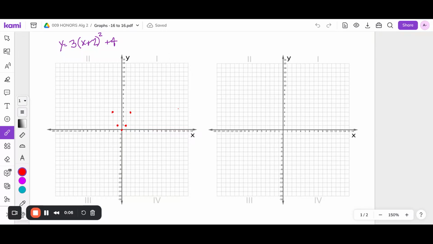So I already had part of this written down. y equals 3 times quantity x plus 2 squared plus 4. This is what we call vertex form. Now, you should be able to graph this using transformations of functions.